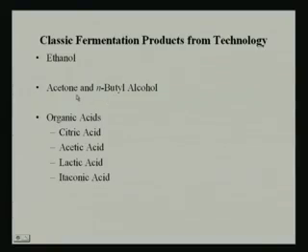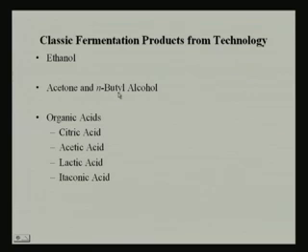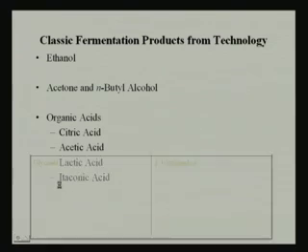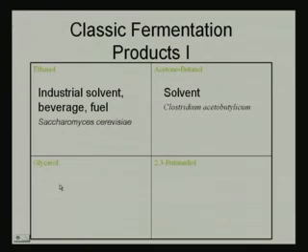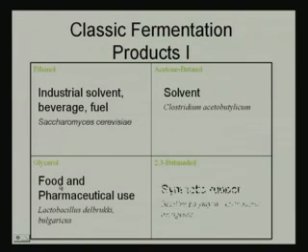other processes. Besides this ethanol, there are other solvents also which can be produced with the microbiological intervention, that is the acetone and N-butyl alcohol. Some organic acids like citric acid, acetic acid, lactic acid, itaconic acid, and so on. So many acids and alcohols can be produced by the fermentation system.